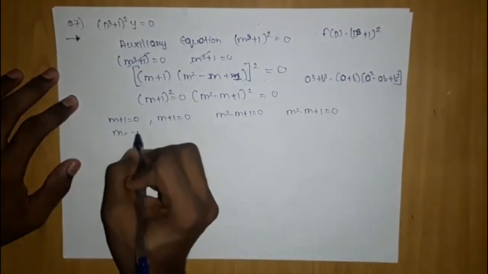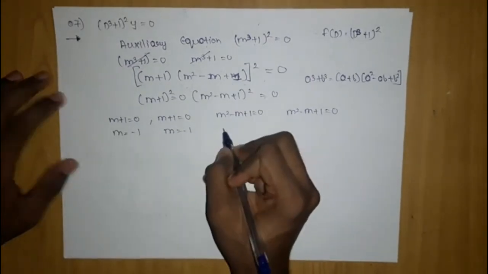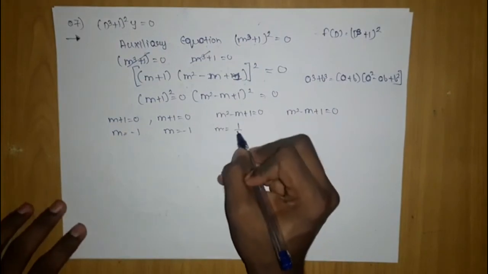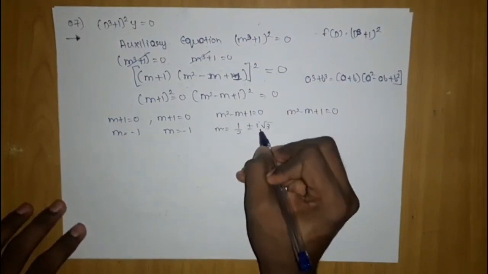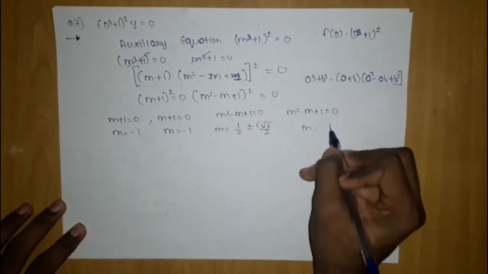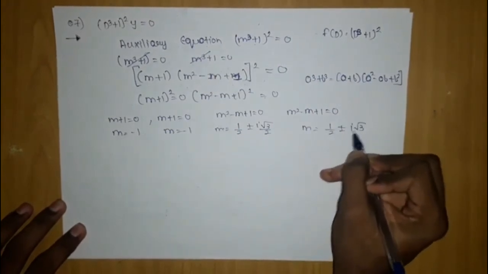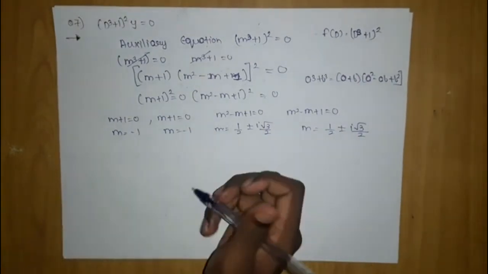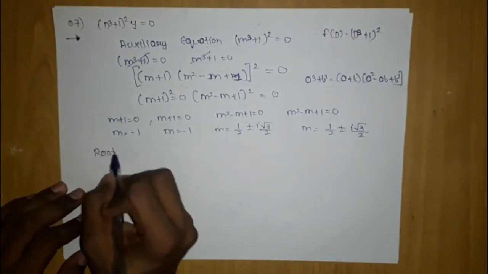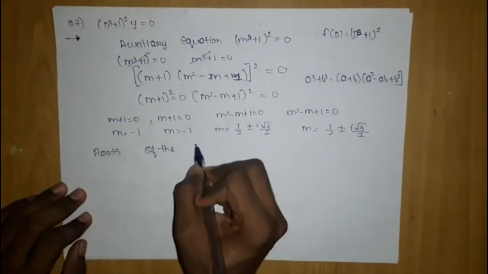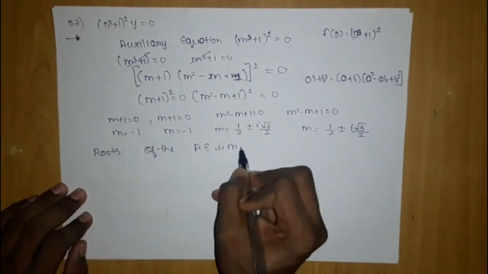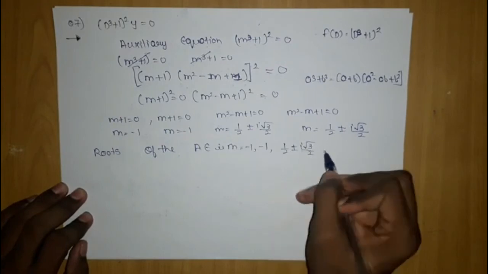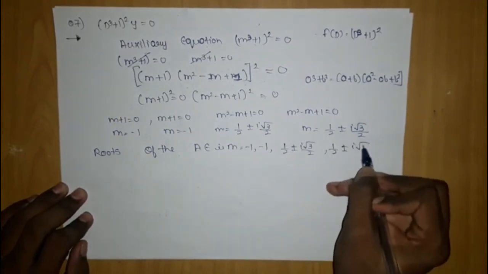Now here I will get m equals to minus 1, twice, and m equals to 1 by 2 plus minus iota root 3 by 2, twice. So we have these two roots the same and these two roots the same. So let's write: the roots of the auxiliary equation AE are m equals to minus 1, minus 1, and 1 by 2 plus minus iota root 3 by 2, 1 by 2 plus minus iota root 3 by 2.